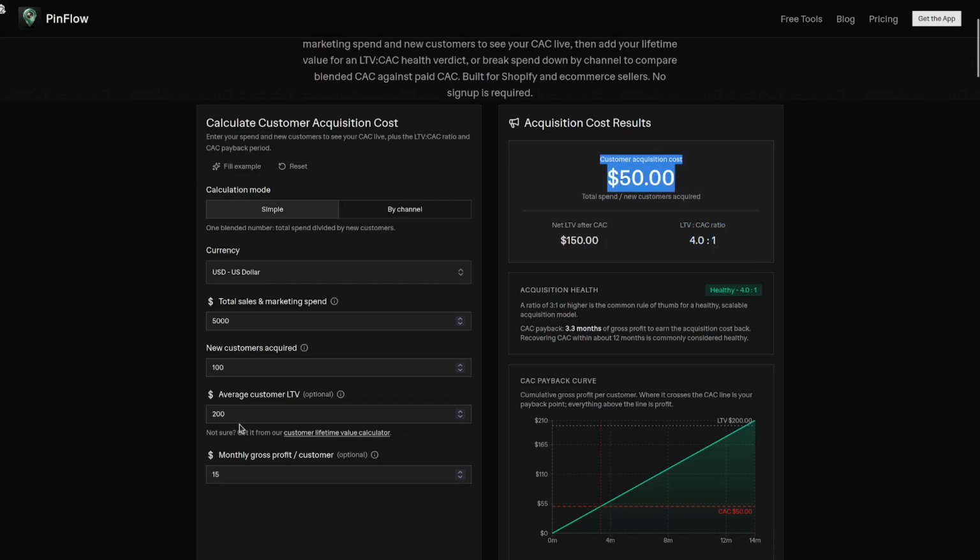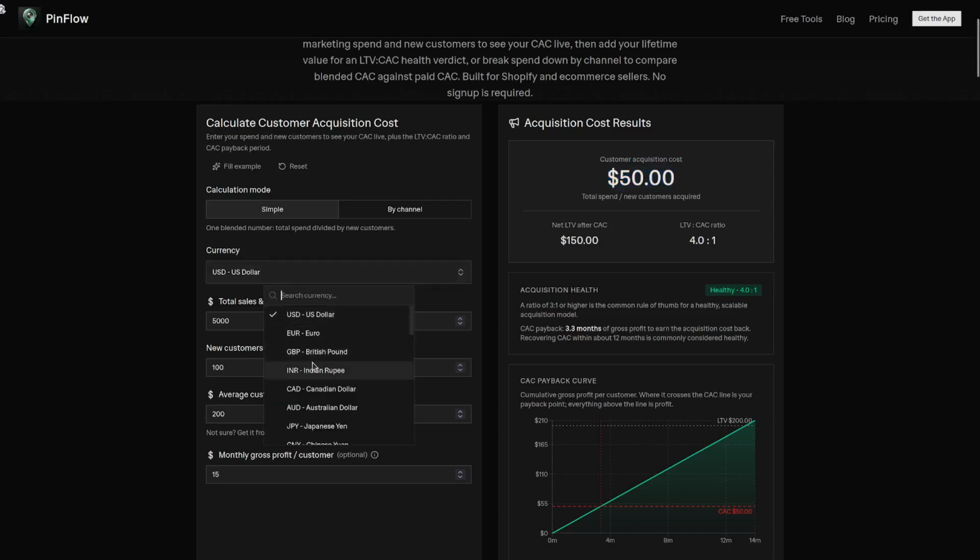If you want to calculate LTV, you can click this button and it will open a new tool where you can generate lifetime value and put that over here. Here you have to input that manually. It also supports multiple currencies, for example Indian rupees or the British pound. Anything is supported here.